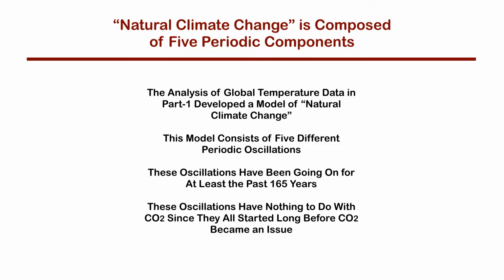Okay, in part one of the analysis, I showed that natural climate change is composed of 5 periodic components. I developed an analytic model consisting of 5 periodic components that matched the measured global temperature data from the Hadley research unit. So the analysis of global temperature in part one developed a model of natural climate change. The model consisted of 5 different periodic oscillations. The oscillations have been going on for at least the past 165 years, and the oscillations have nothing to do with CO2 since they all started long before CO2 became an issue, and they have persisted unchanged to this day.